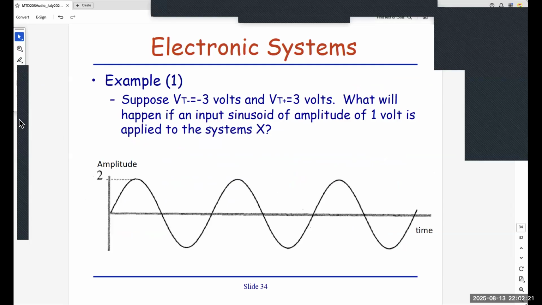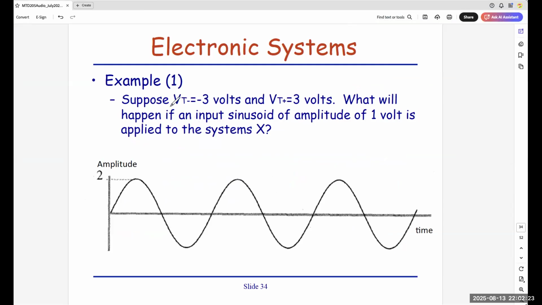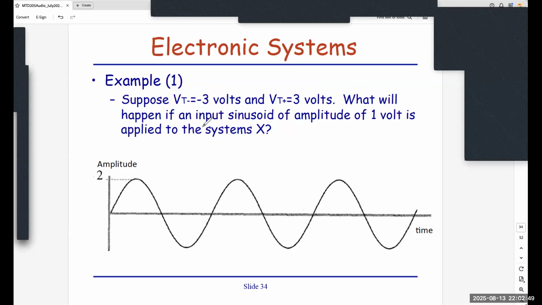So for example, just now, suppose the threshold is -3 and 3, which means the maximum input is 3 and -3 maximum. Then what happens if an input signal of amplitude 1 volt is applied to the system X? The threshold is 3 maximum, but your input is 1. That means you work in the linear region.